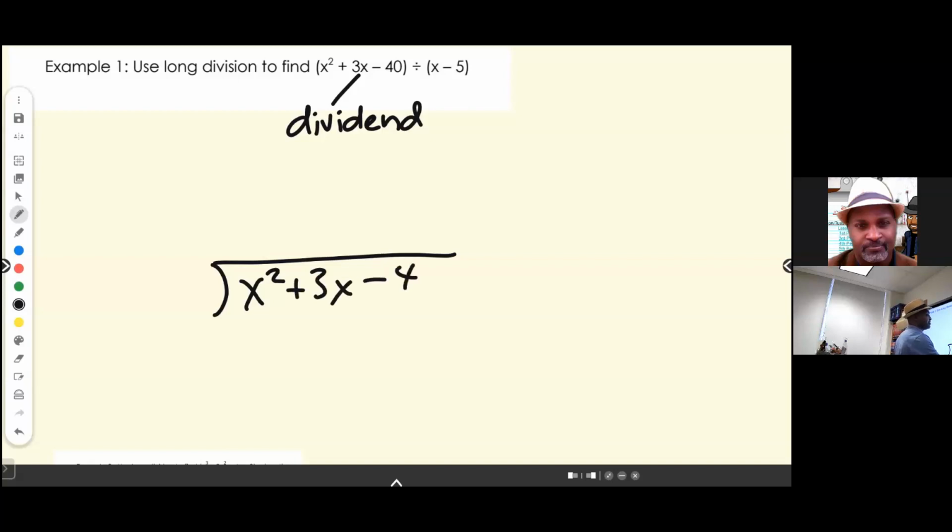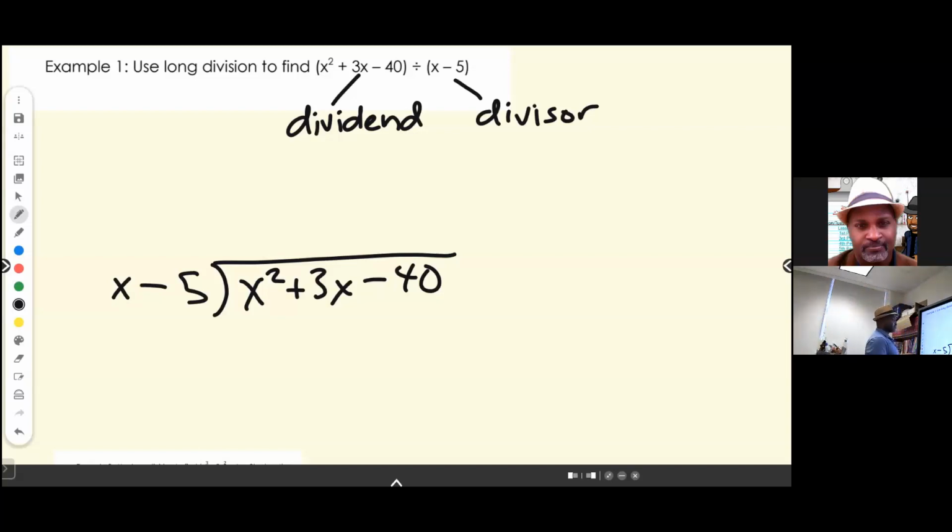You might remember this from elementary school. This right here is called the divisor. We're dividing by this binomial. It's going to go pretty much the way that you would expect.